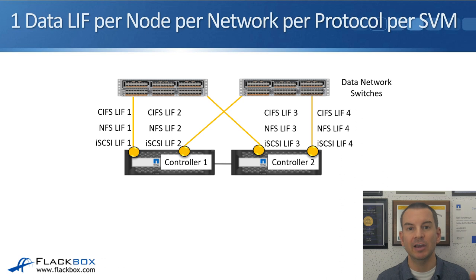You want to have LIFs spread across all the different nodes in your cluster. You want those client connections to be spread across everywhere. That's going to give you the power of all your different nodes. You're now using all those different network connections, and also all of the CPU and RAM in all your different nodes. So you're load balancing there, and that's going to give you the best possible performance.